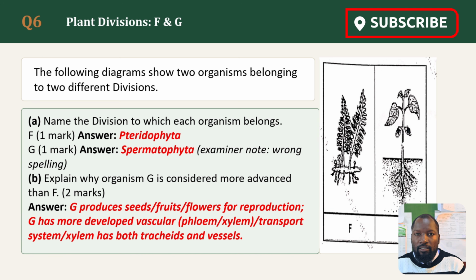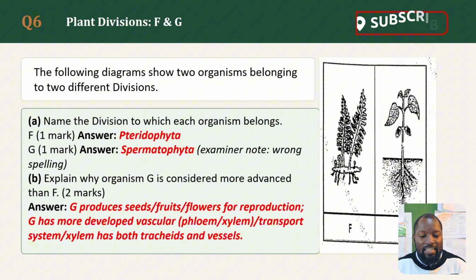For F, it belongs to the division known as Pteridophyta, and we shall give some of the reasons later on. For G, it belongs to Spermatophyta. For this case, I want you to be very careful. Spellings are very, very important, so you have to take care of the spellings. Wrong spellings equal 0 marks. Explain why organism G is considered more advanced than F.